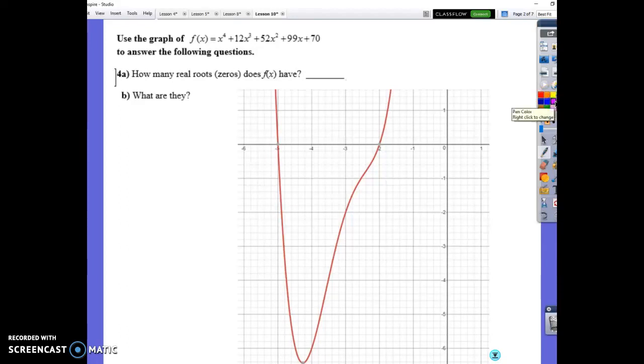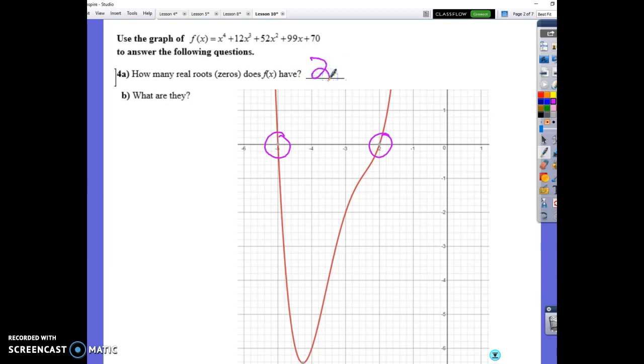Okay, so this first one, this is problem 1 on that practice test. The first question is, how many real roots does f of x have? Well, we can start by just looking at the graph. How many times does it cross the x-axis? I see it once, twice. So that's how many real roots it has.